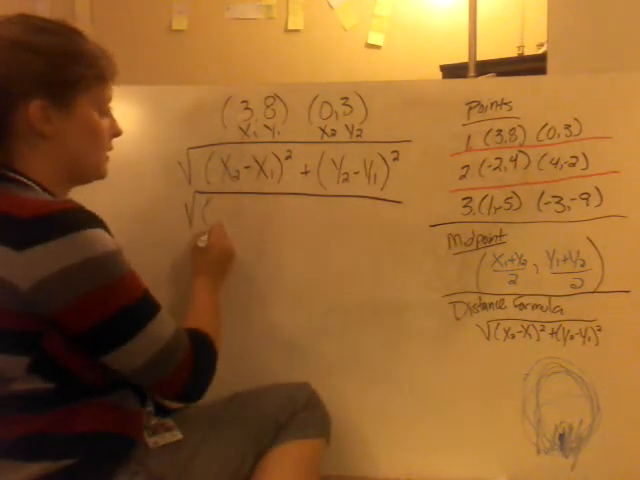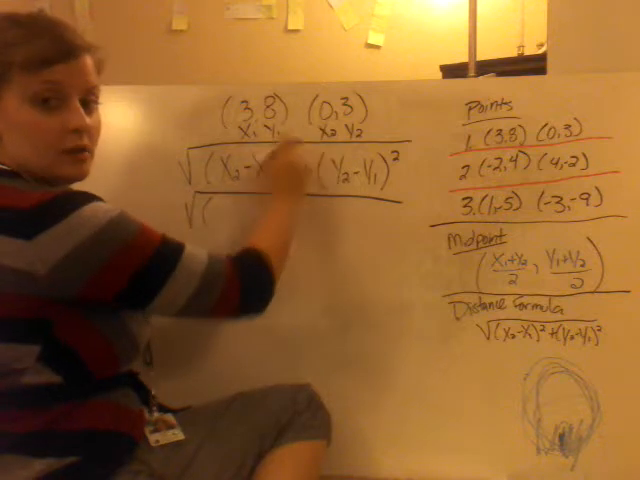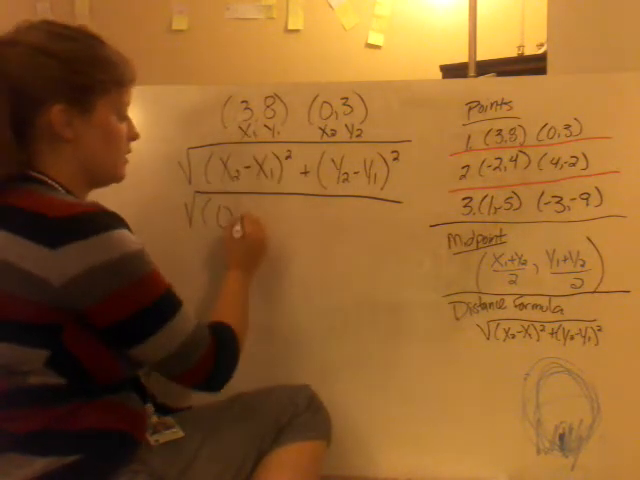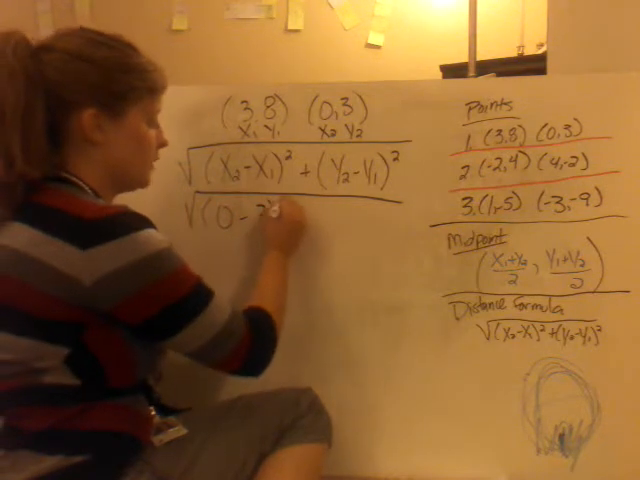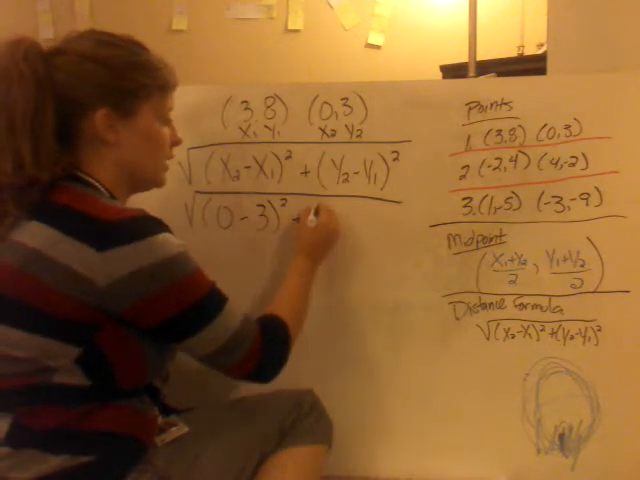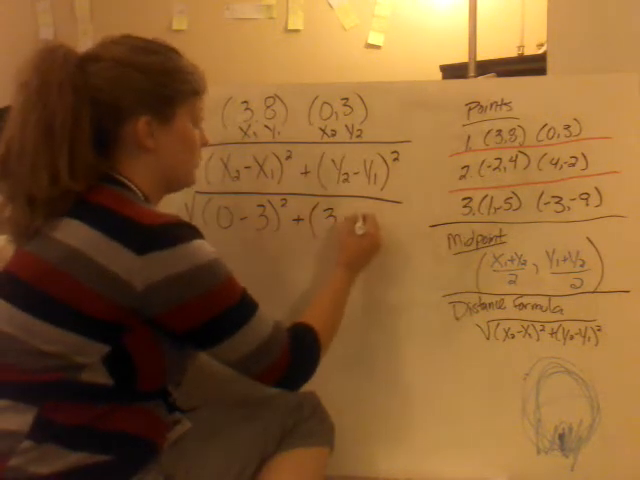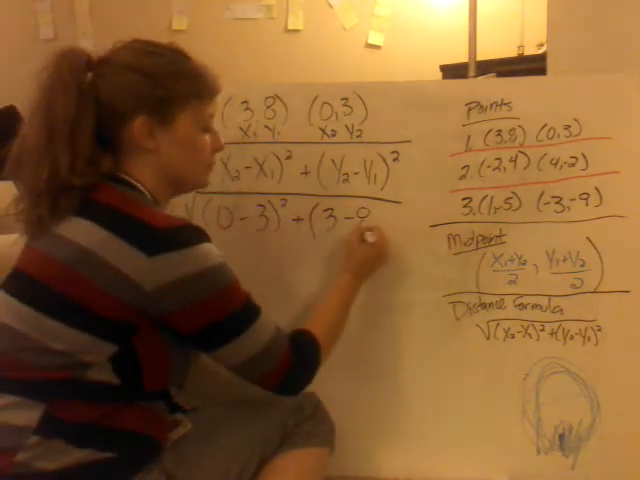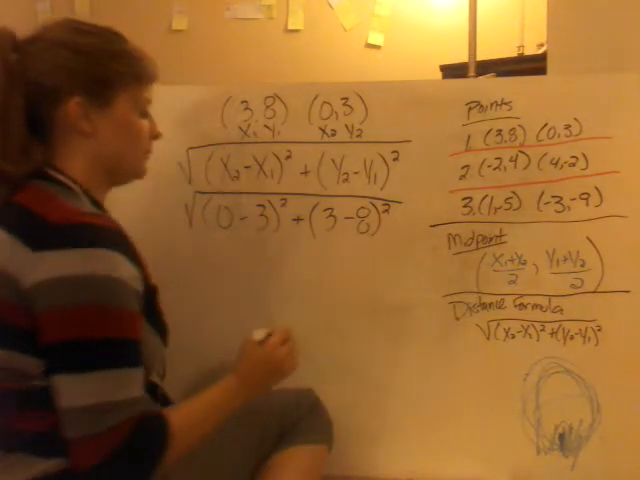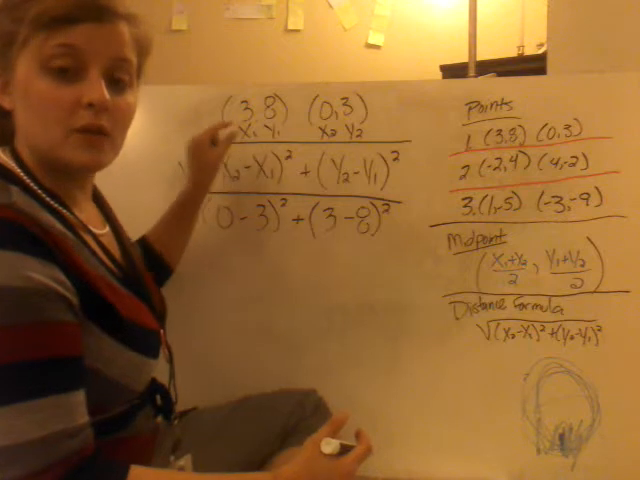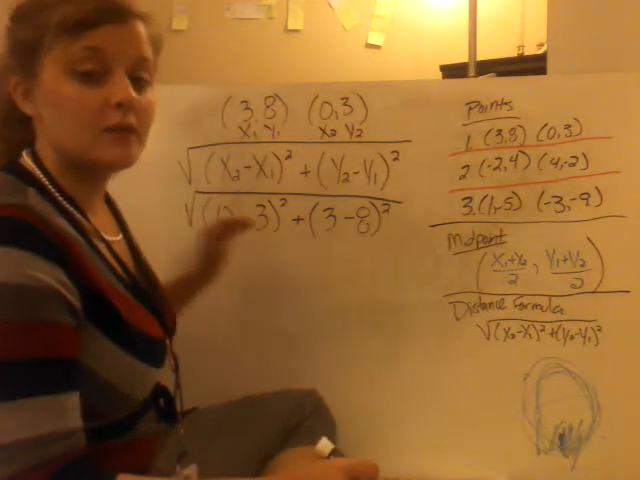My first set of parentheses, x2 is over here. It's a 0. Minus x1 over here, 3 squared, plus y2 is 3 minus 8 squared. Now it's just math. I've set up my formula, I've plugged in my given coordinates into my formula, and all I have to do now is math.